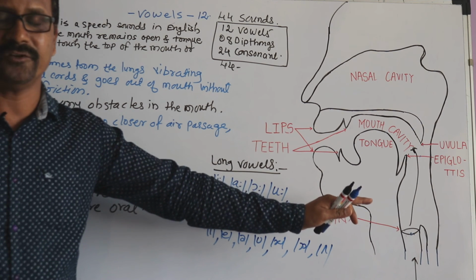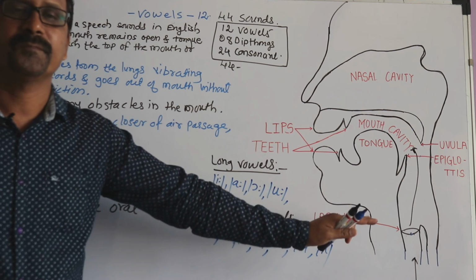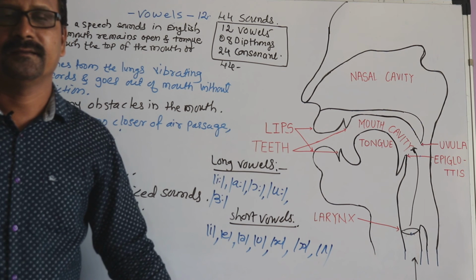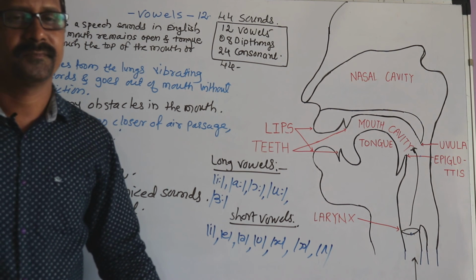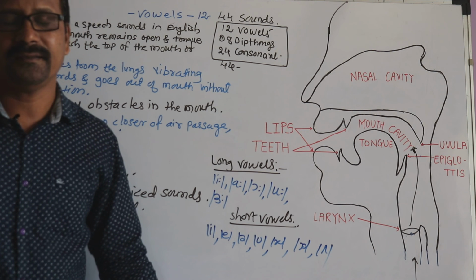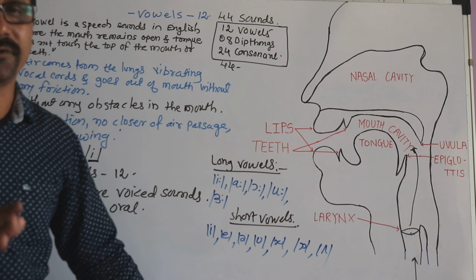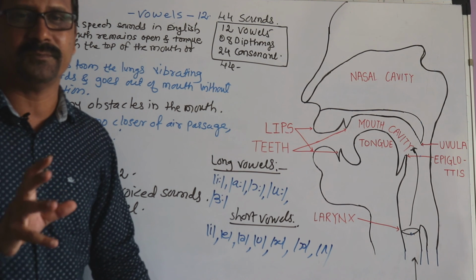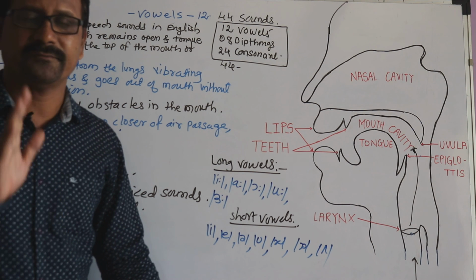There is no kind of friction. There is no kind of obstacle when we produce any kind of vowel. Teeth, tongue, these are passive there. It means that organs are passive when we produce vowels. They just change their position to have the proper vowel sound. All vowels are voiced sounds.